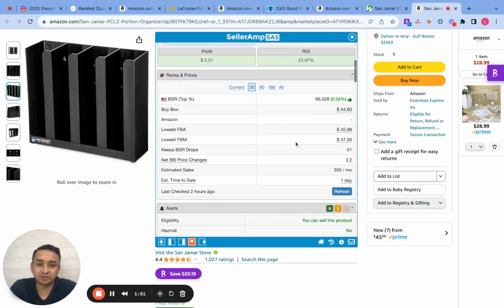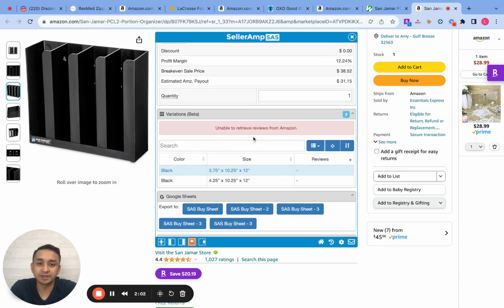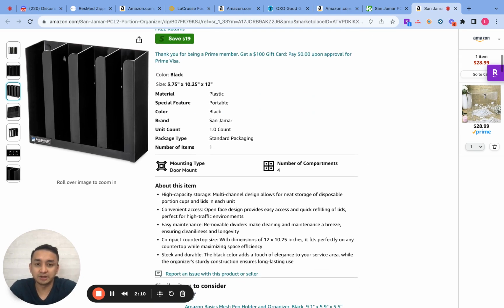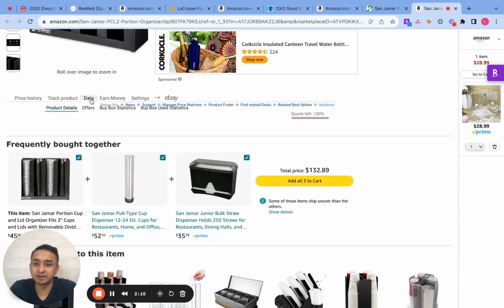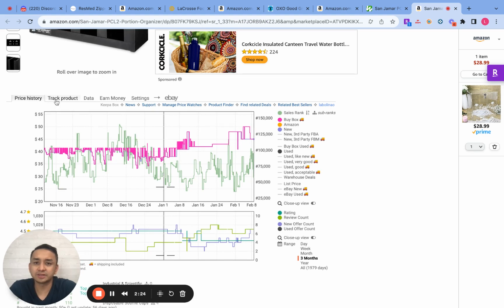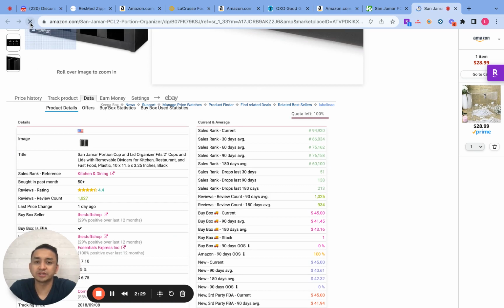It is a variation though, so I would go to variation. Click at the variation. So here's the exact variation. Check it, search it. Oh wow, it's not working out. So this one's not working, so I would use Keepa to do the variation check. So I would go to data, or sorry, track product. What? It's not showing variations here either. Wait a second. Yeah, it's supposed to be here, but let me refresh it quick.